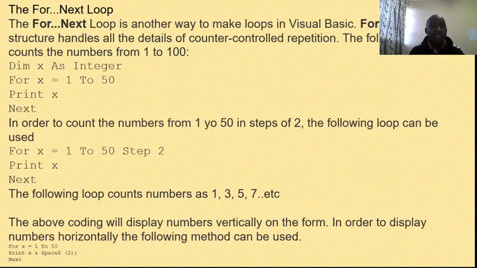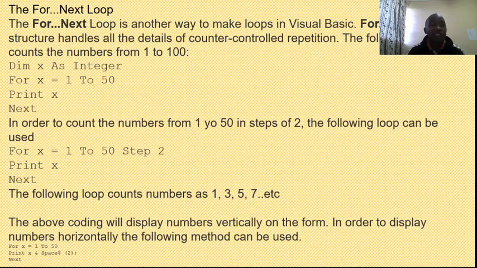The for next loop is another way to make loops in Visual Basic. The for next repetition structure handles all the details of control repetition. The following loop counts the number from 1 to 100. Dim x as integer, we are declaring our variable as integer. Then for x equals 1 to 50, that is our range, print x, then next.